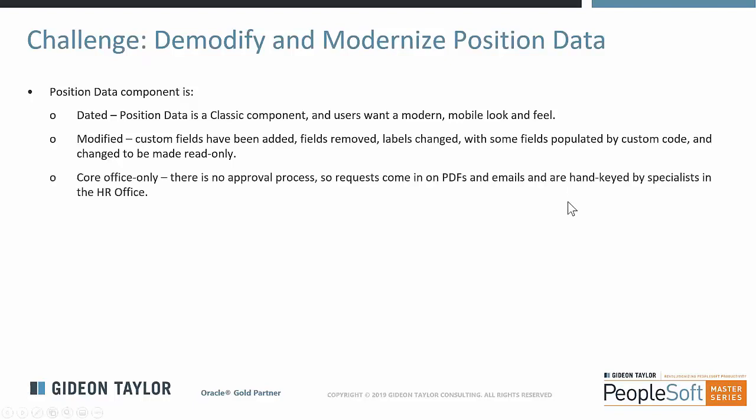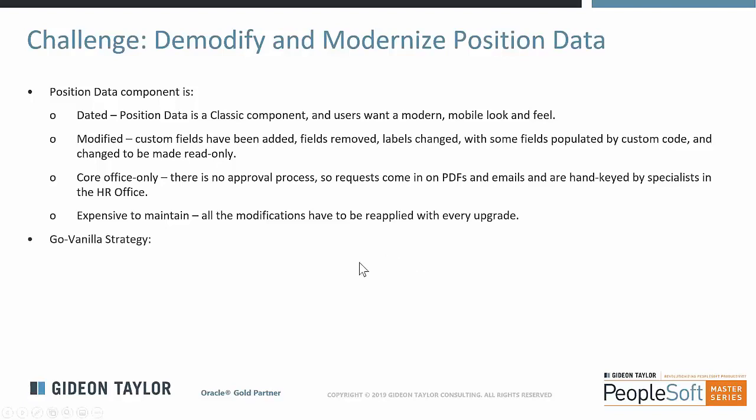It's currently a core office component only. There's no approval process, so requests are coming in on PDFs and emails, and then they're being hand-keyed in the HR office. And we'd like to have that be automated. And it's expensive to maintain because all those mods have to be reapplied with every upgrade and now with every pump. So our Go Vanilla strategy is to implement a new feature.